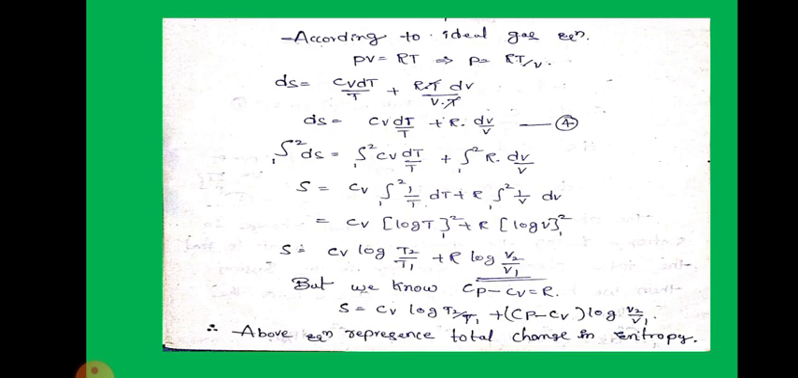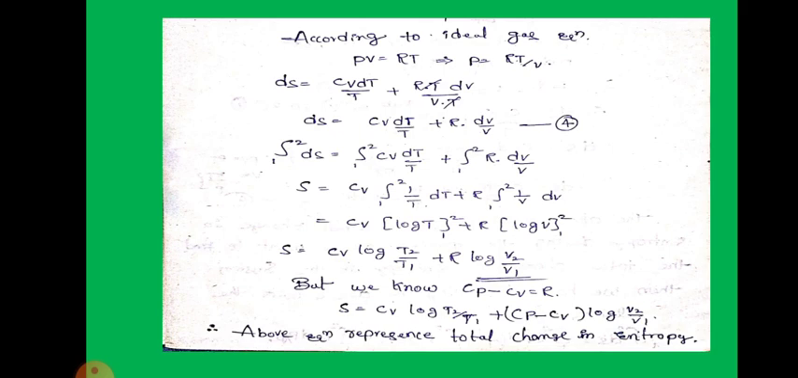Therefore PV = RT, so P = RT/V. Substituting the P value in the above equation, dS = (Cv dT + (RT/V) dV)/T. Therefore dS = Cv dT/T + R dV/V. This is equation number 4.